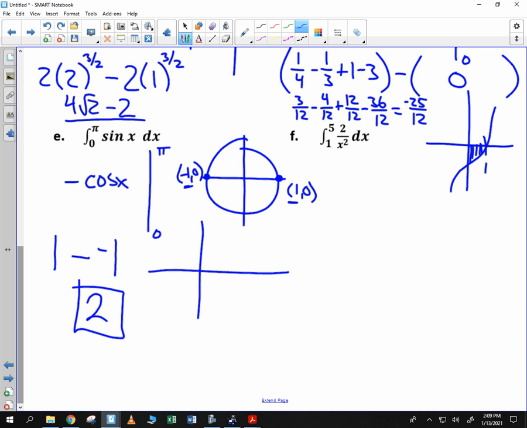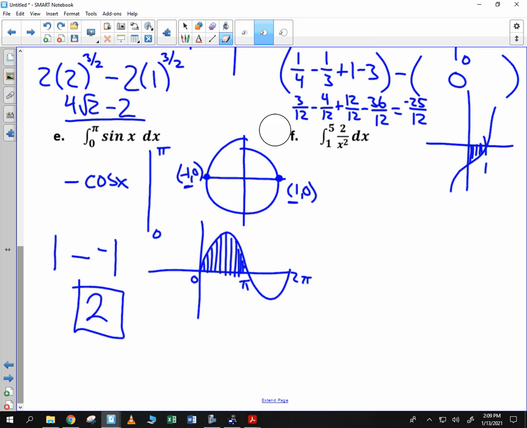If you consider sine of x, it looks something like that, where this is pi, and this is 0, and this is 2 pi. You can see that the area sits above the x-axis from 0 to pi. So it should be positive.